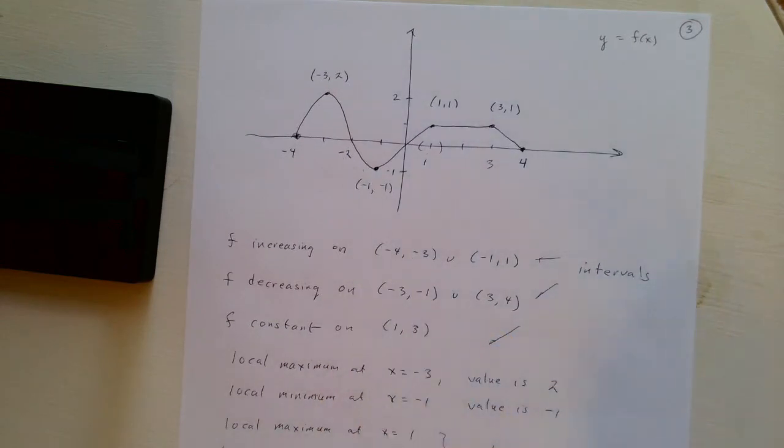So basically, a local max corresponds to a peak, and a local minimum corresponds to a valley. And just remember, give the x-coordinate first.